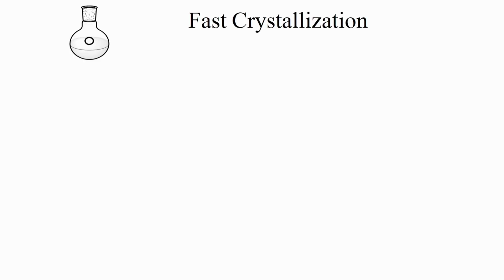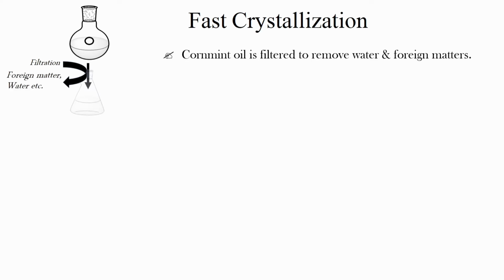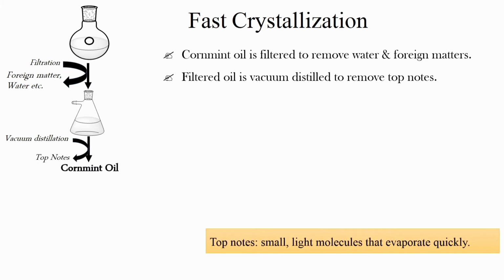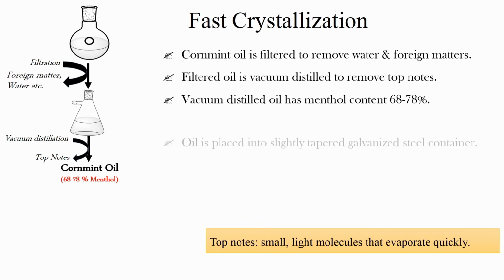Coming to fast crystallization, crude cornmint oil is filtered to remove water and foreign matter. The filtered oil is vacuum distilled to remove top notes. Top notes means small light molecules that evaporate quickly. The filtered oil now has menthol content of 68 to 78%.